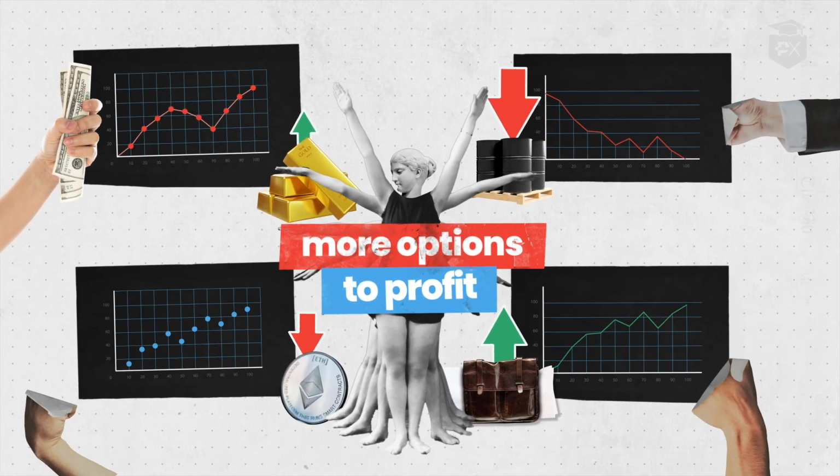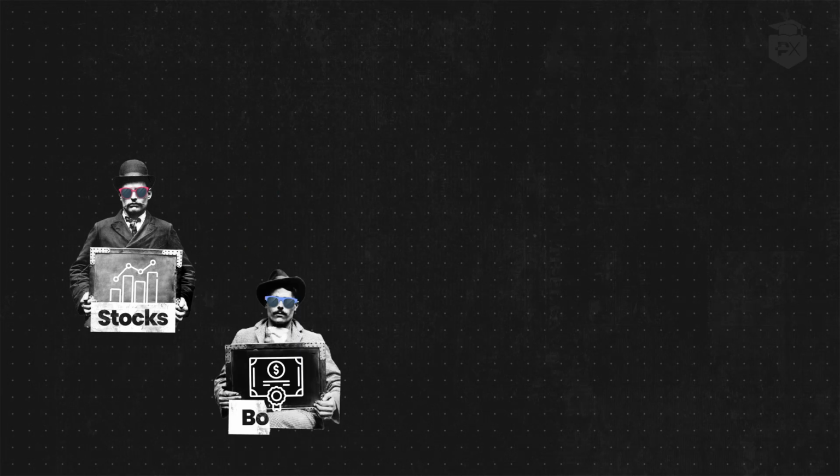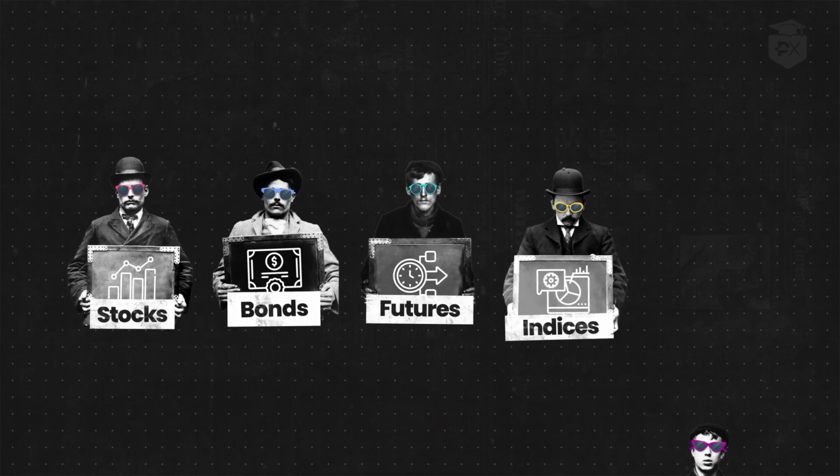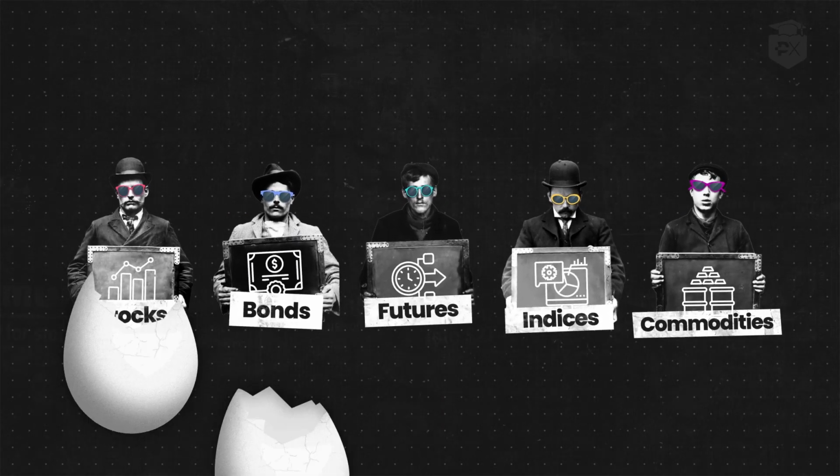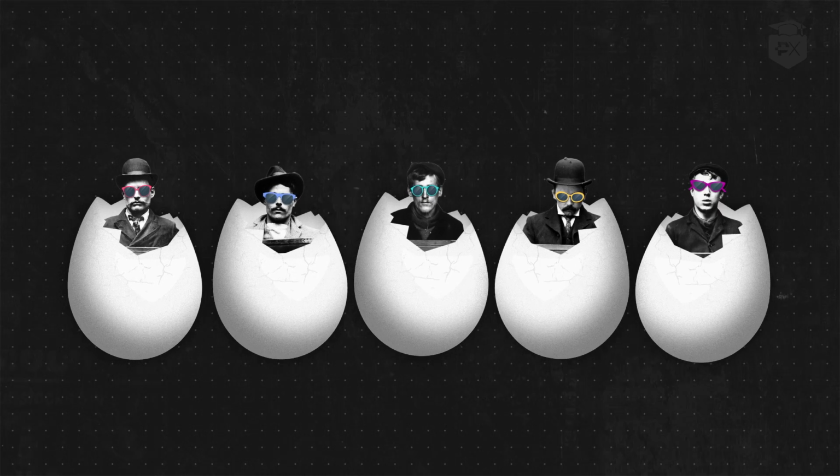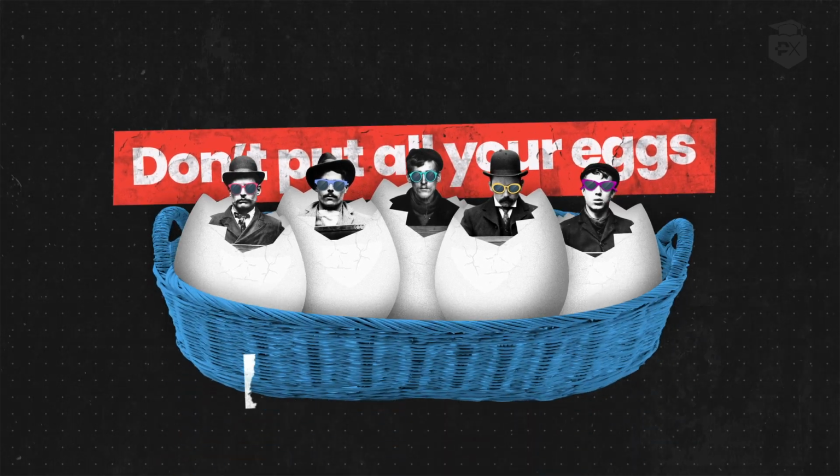These other asset classes include, for example, stocks, bonds, futures, indices, and commodities. Not putting all your money into crypto is similar to the famous phrase, "Don't put all your eggs in one basket."